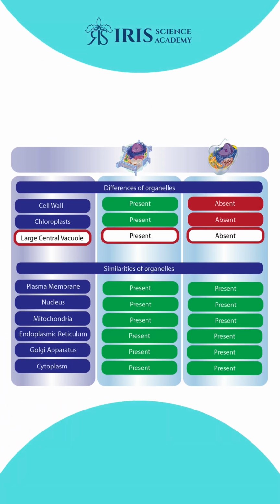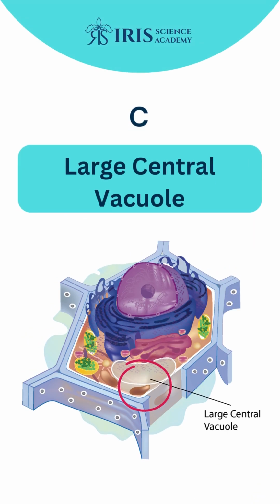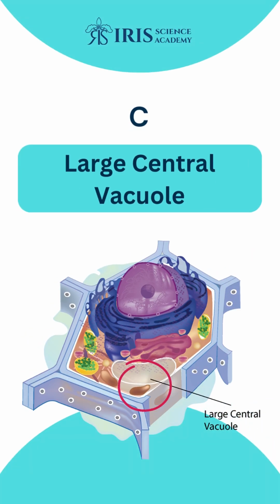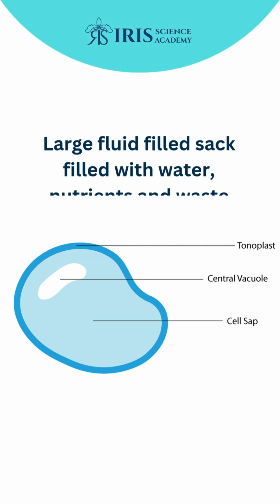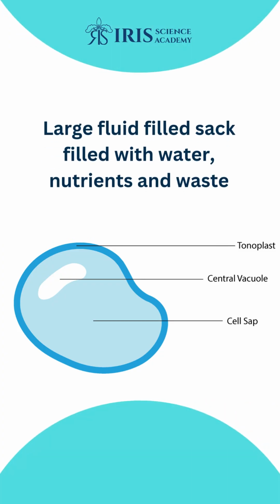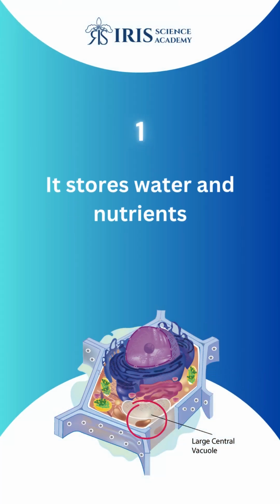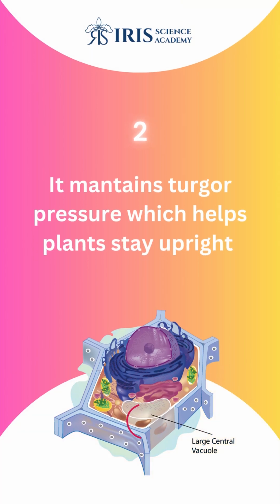C. Large central vacuole. Now, let's talk about the large central vacuole. Imagine a water balloon inside the cell. That's what the vacuole is like. Structure. It's a large, fluid-filled sac filled with water, nutrients, and waste. Function. The vacuole has several jobs. 1. It stores water and nutrients. 2. It maintains turgor pressure, which helps plants stay upright.